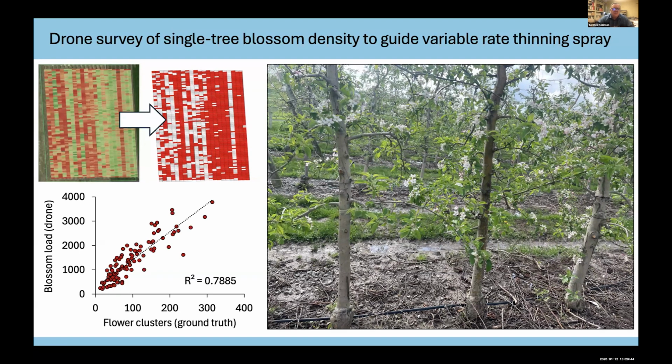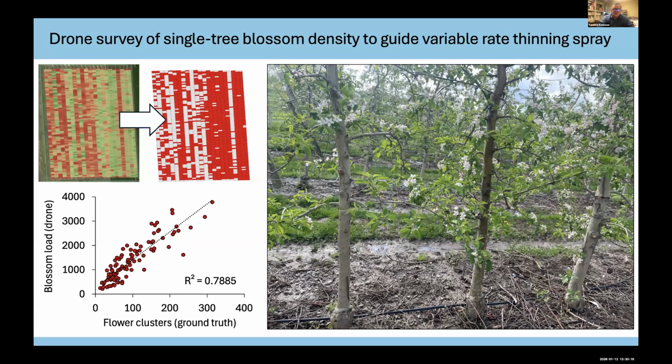In this particular case, we were using ARIA imaging and their drone ID system. In the chart on the bottom left, you see how many flower clusters we counted per tree and what the drone saw in blossom load at blossom time, because we wanted to use a blossom map to then guide the sprayer. And you see in the upper two pictures on the left, the blossom map versus the task map shown on the right.